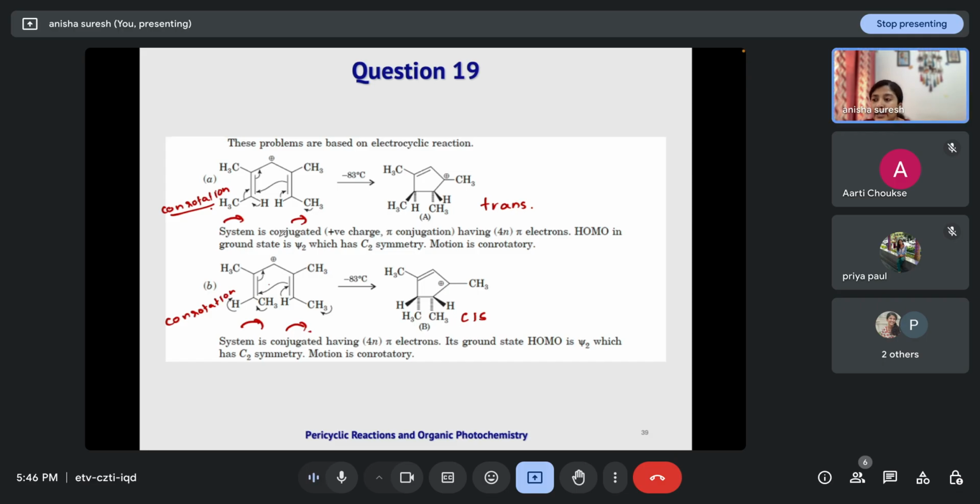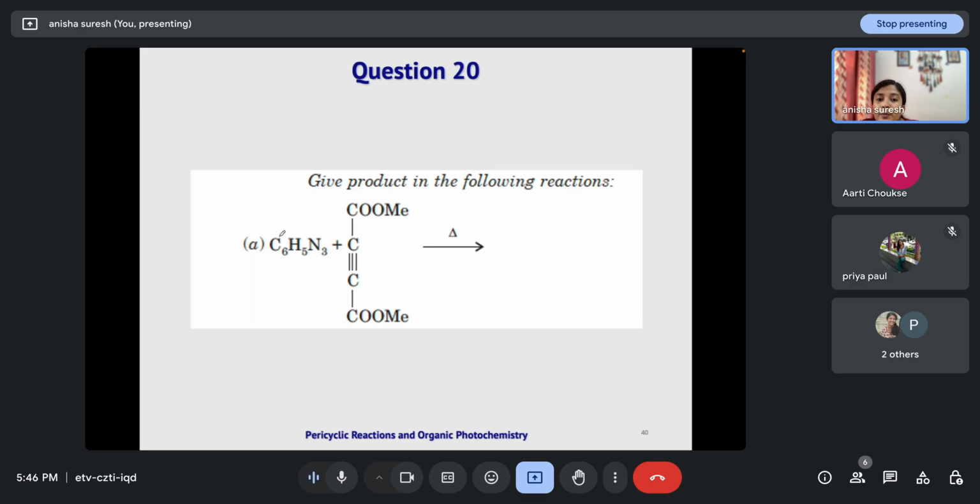Now we will go to the last question of today's session. Give the product in the following reaction. Here we have an acid and an alkyne. So what sort of reaction is probably taking place here?